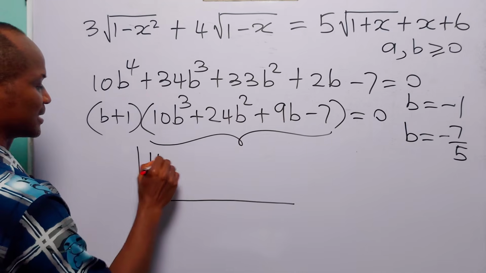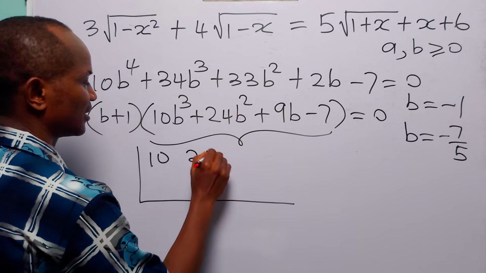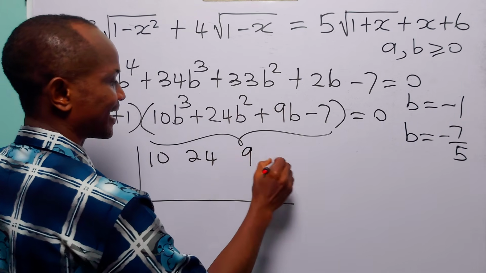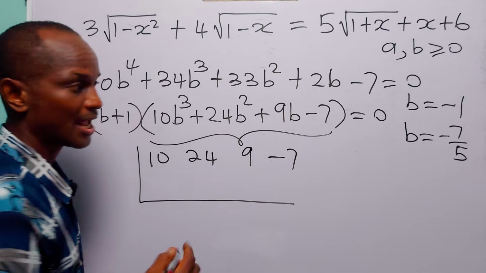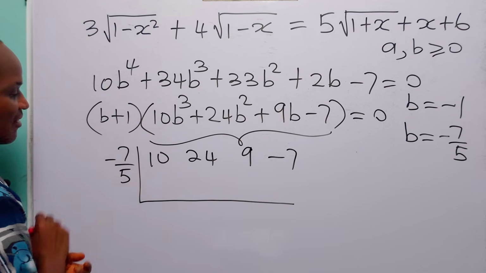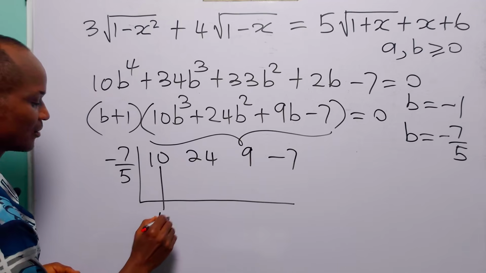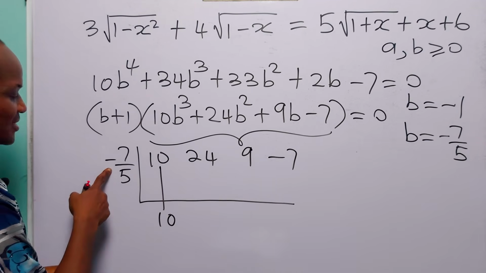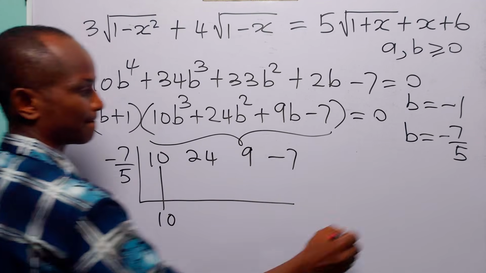We have 10, 24, 9, and minus 7, and we are dividing by minus 7 over 5. Now we bring down 10. Minus 7 over 5 times 10.